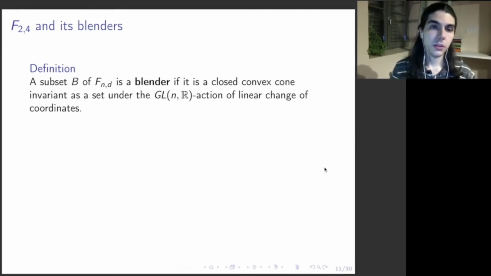Okay, so now we should talk about some structure in the space of binary quartics, since these polynomials produced by the function phi tell us the relation of the two conics. So it is important to be able to classify these polynomials with respect to some particular properties. So here's a definition. A subset B of this space of forms, here in general on n variables and of degree d, we call a blender if it is a closed convex cone invariant as a set under a particular action, which is the action of linear change of coordinates.